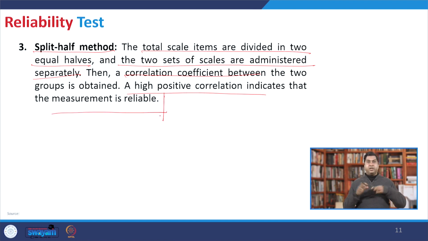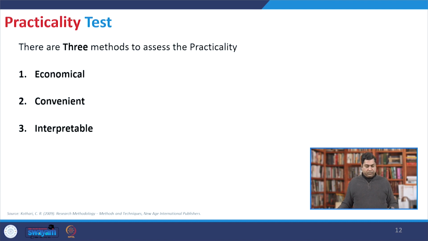So in this case, we are not using the same scale and applying the survey twice, nor are we designing two separate forms like in the previous case. Here we are just dividing the total scale items into two equal halves and then we try to test it, whether it is going to help in the result obtained or not.